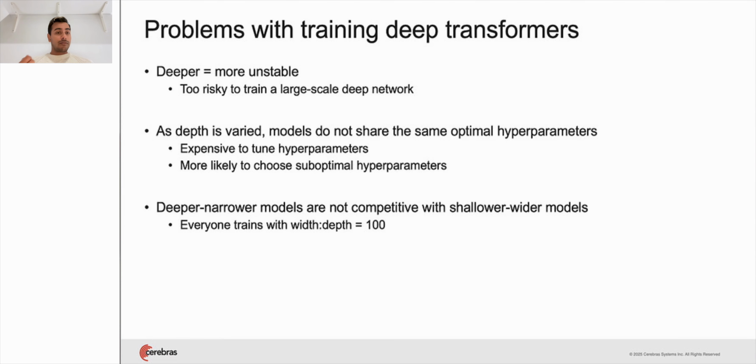If you want to train a very deep transformer, the first thing is that deep transformers are unstable, and this introduces risk into large-scale runs. Second, as you vary depth, models will not share the same optimal hyperparameters, so you're going to need to retune things or just make bad decisions. And the third is that deeper, narrower models are not competitive with shallower, wider models. So everyone just uses a width-to-depth ratio of roughly 100.